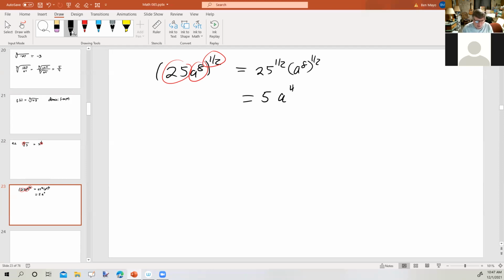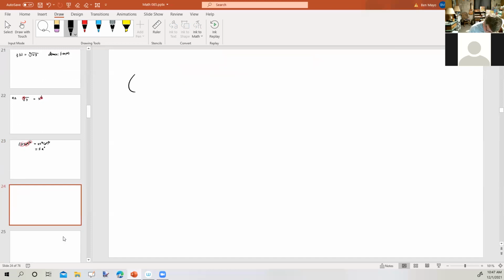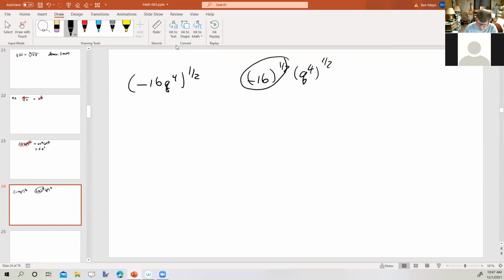Again, even though a could be negative, because it's raised to an even power, a negative or a positive to an even power is still positive. So I don't need absolute value bars there. How about this one? Negative 16q to the 4th, all to the 1/2 power. So that would be negative 16 to the 1/2 power, q to the 4th to the 1/2 power. Well, here we're taking an even root of a negative number, so this is not real.